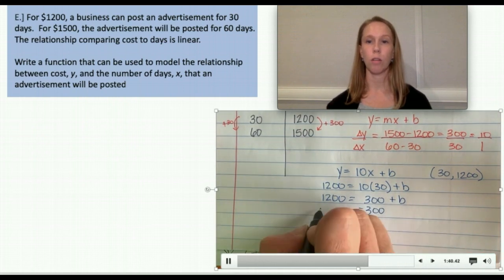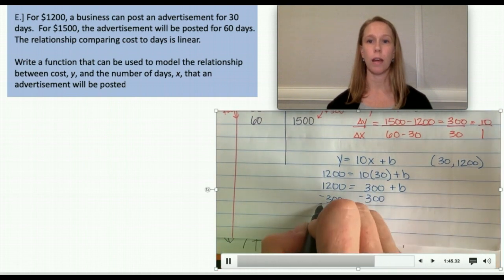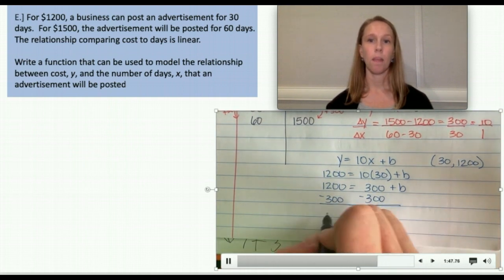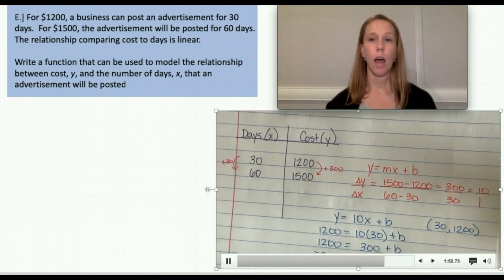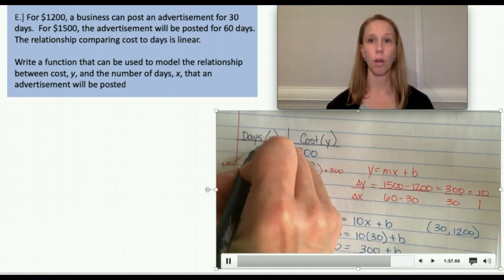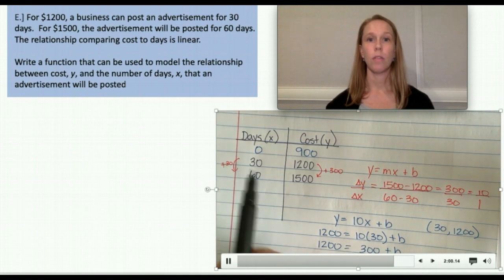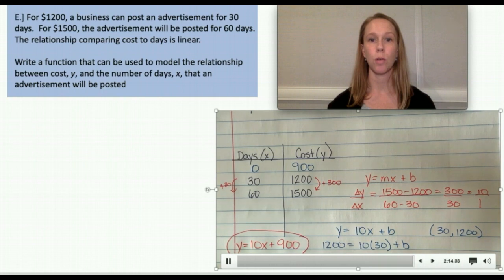I could subtract 300 from both sides or use mental math to know that b, or the initial value, is 900. So what that means is, to run an advertisement in this paper, I have to pay an upfront cost of $900. So no matter what, at day 0, I've already paid $900. And then for every 30 days, I'm going to pay an additional $300, or it's the same as $10 a day. So then the function would be y equals 10x plus 900. And that would be the answer to the question.